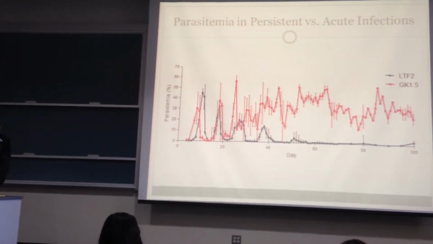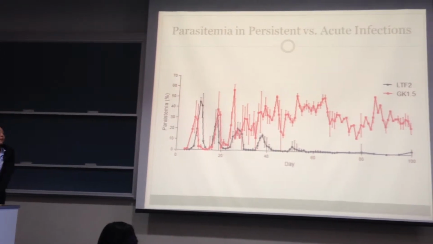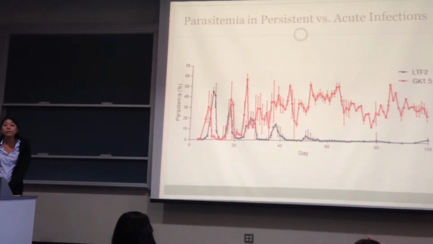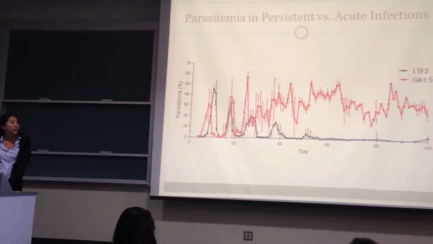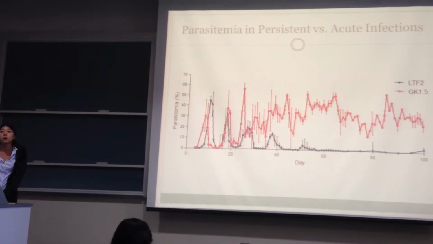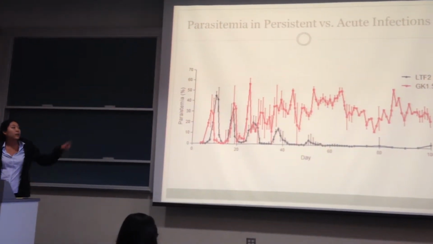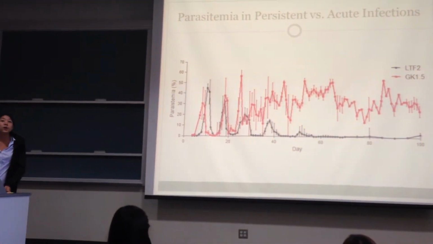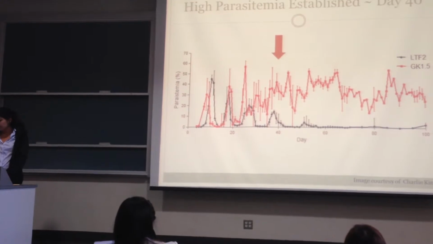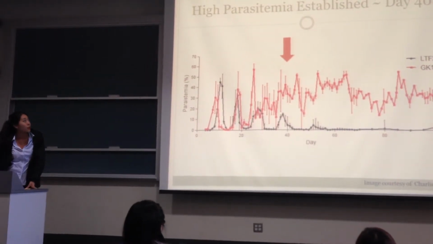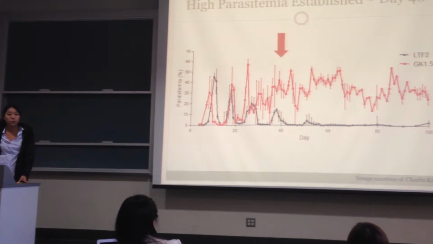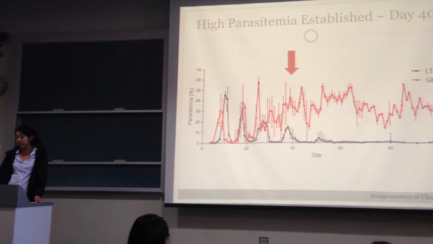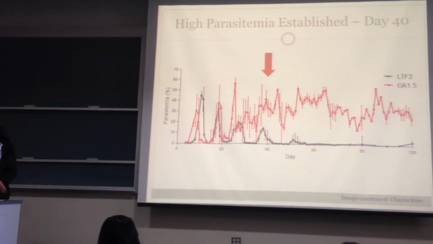This is a graph depicting parasitemia levels in persistent versus acutely infected mice. As you can see by the red line, the mice treated with the GK1.5 antibody show high and consistent levels of parasitemia as opposed to the control, the black line, which is the LTF2 treated mice, which for our purposes here do not bind to anything of interest. And as you can see, on day 40, high parasitemia is established. So all the data preceding this will have been taken after this high parasitemia level has been established.